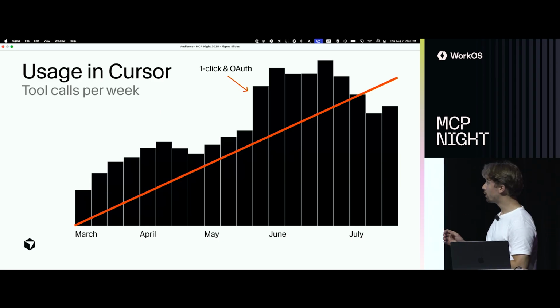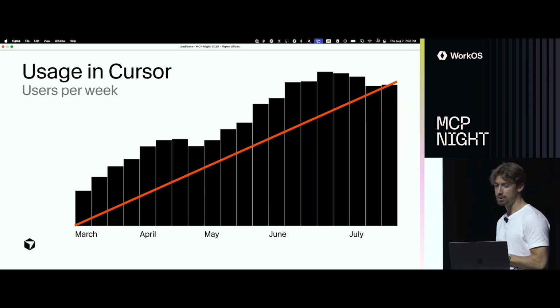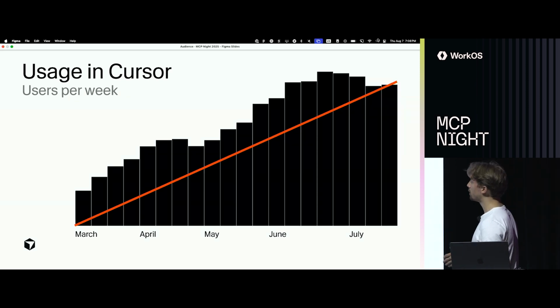What I think is even more impressive, though, is if we move to the next slide, which is users per week. We see it's a bit more stable in terms of adoption and growth. I feel like this is very important for the whole MCP community and ecosystem. And this is what's going to motivate us to make Cursor a really good MCP client and a first-class experience.